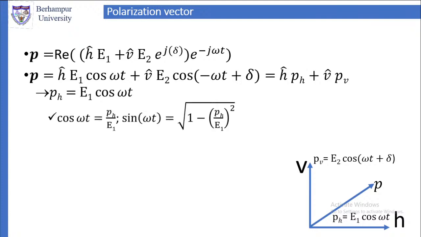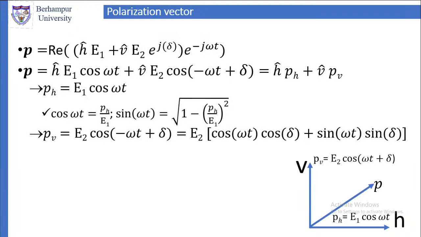Now from pH is equal to E1 cos omega t, we can write cos omega t is equal to pH by E1. If cos omega t is equal to pH by E1, then we know sin theta is equal to root over of 1 minus cos square theta. Use that. So sin omega t will be root over of 1 minus cos square omega t. So 1 minus cos square omega t is pH by E1 whole square. So root over of 1 minus pH square by E1 square is sin omega t. So now we have found out what sin omega t is.